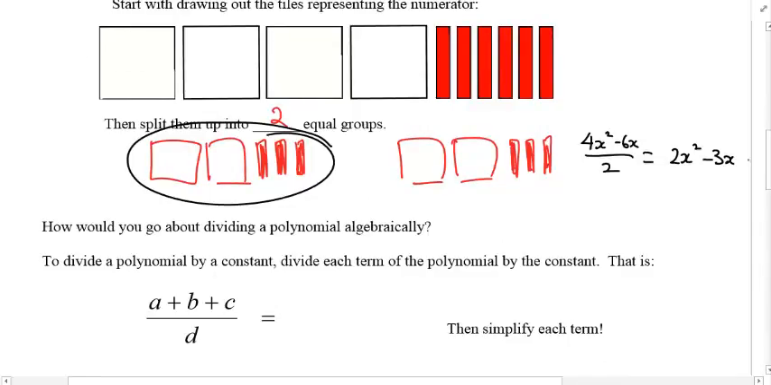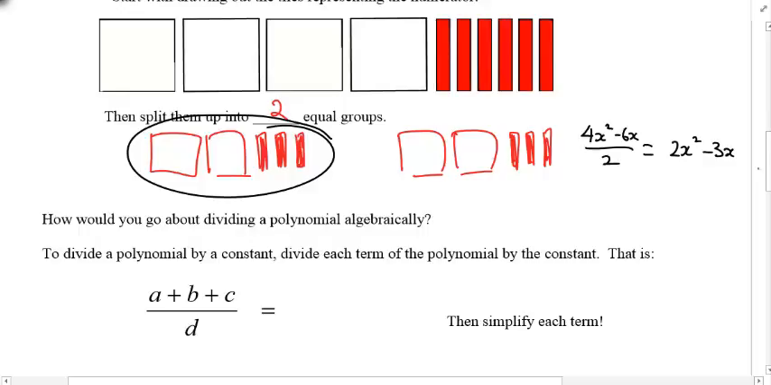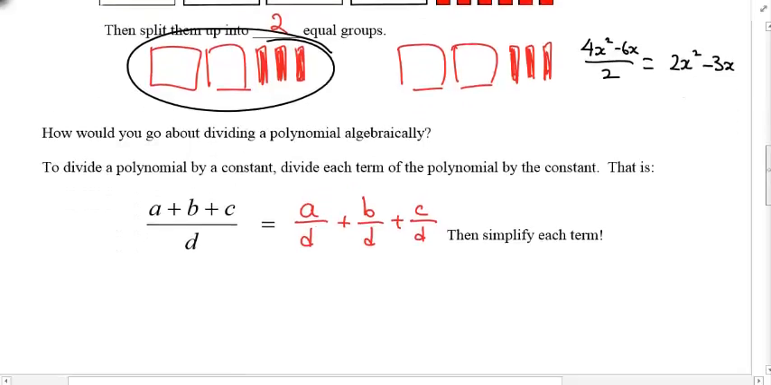In essence, what we did was we took each of the components in the numerator and divided them by the denominator. So here's the deal. If I have 3 things on the top, I'm just going to divide each of them by the denominator: a over d, b over d, c over d, and then simplify. And that, dear friends, is how we divide polynomials by a constant.